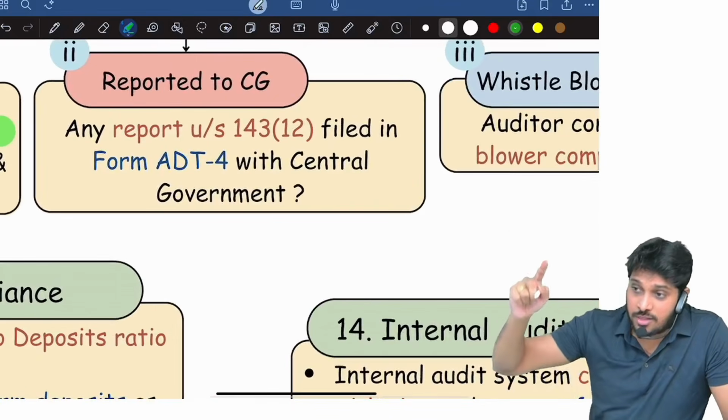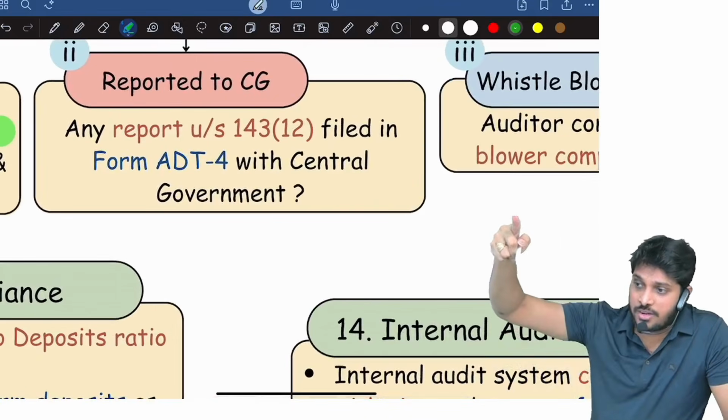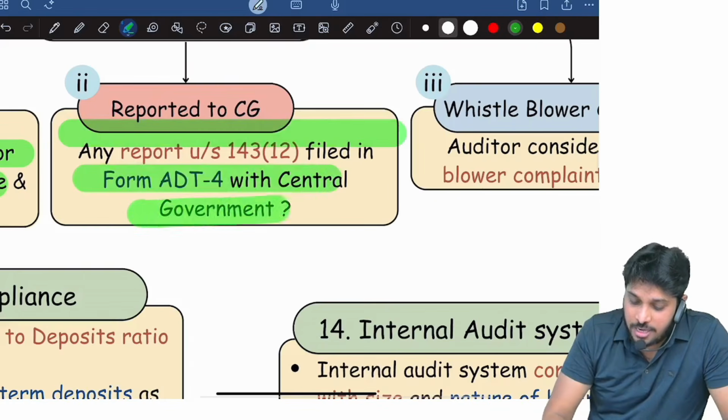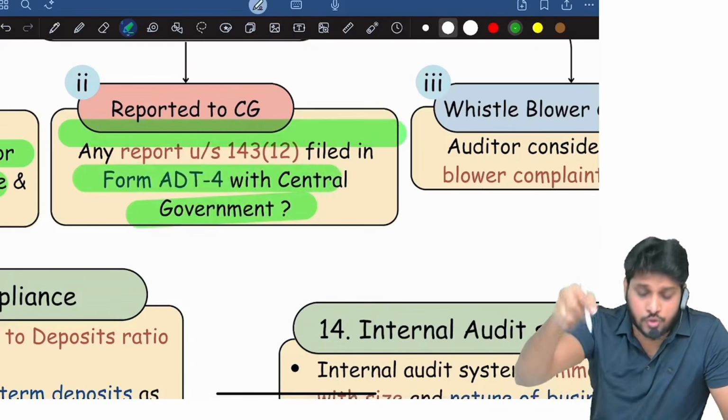Further, if the fraud identified by the auditor is more than 1 crore, you will file a form with the central government, right? ADT4. So regarding that, you should give any report filed by the auditor with the central government in ADT4. If so, give the details here.